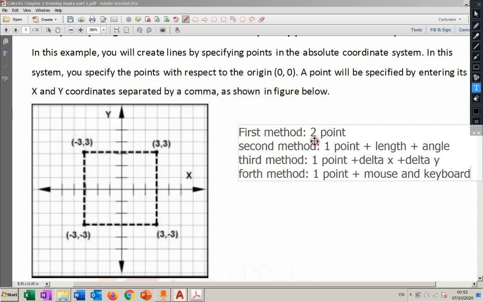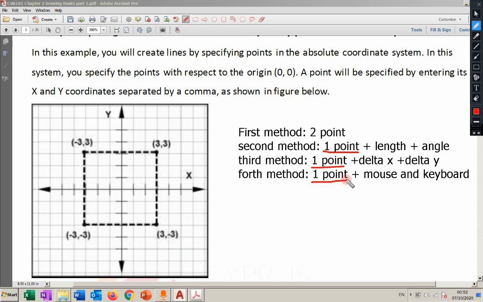Now remember, here I need 2 pieces of information. The first point can be anywhere. This point can be random. You can click anywhere. But the length and angle are mandatory. For example, delta x, delta y is mandatory. The first point might be anywhere you can click. I mean, this first point, I put it there. But remember, this point here is just a click somewhere.